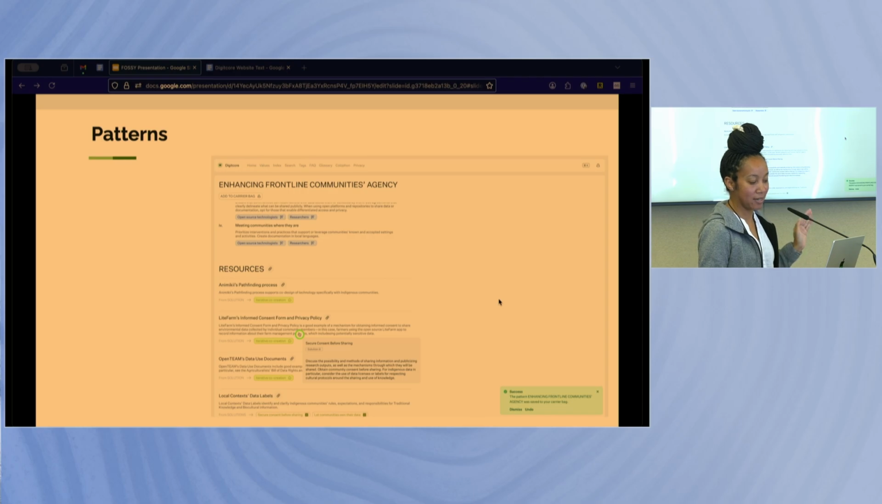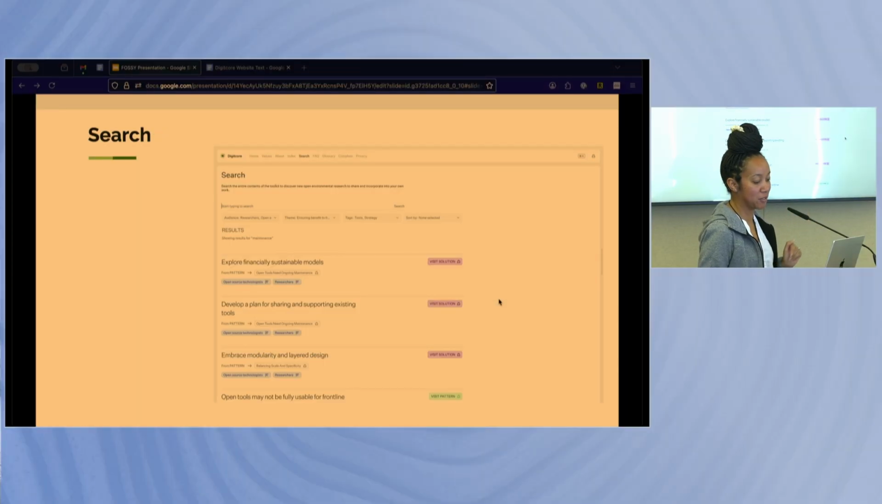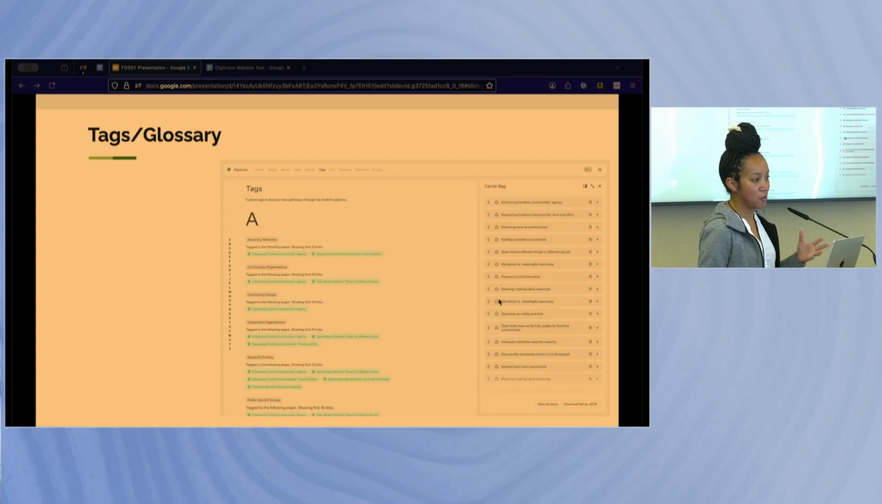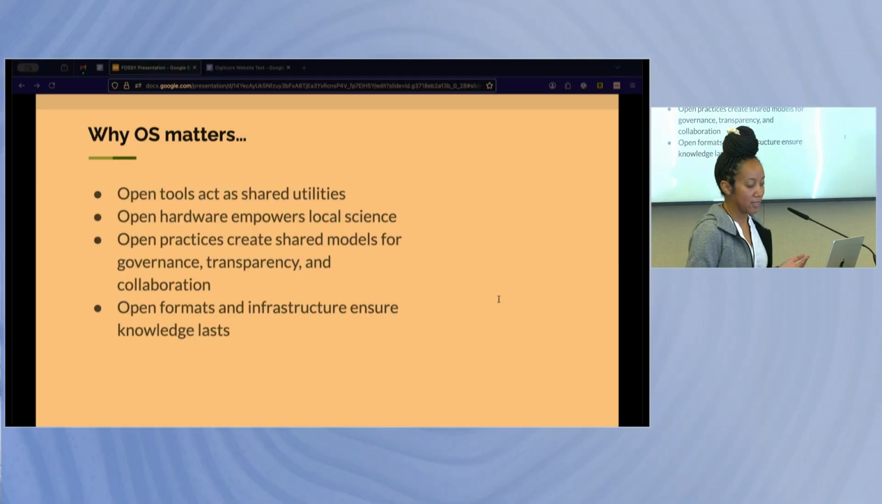Very quickly, continuing with the pattern page, there's the carrier bag, as I mentioned, which you could export as JSON or share, things like that. Multiple options for that. There are also search pages that tie back to everything, so it's not just a website, but more of a database. And then very quickly, what's next?